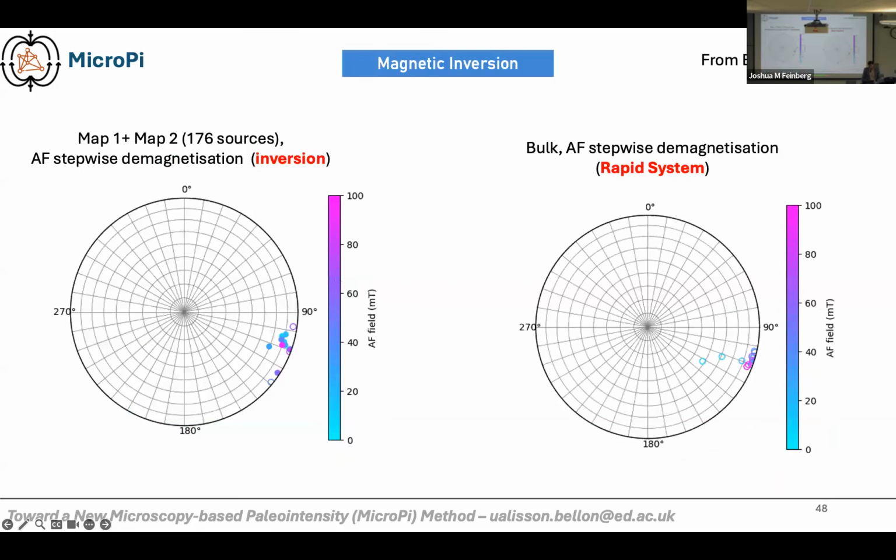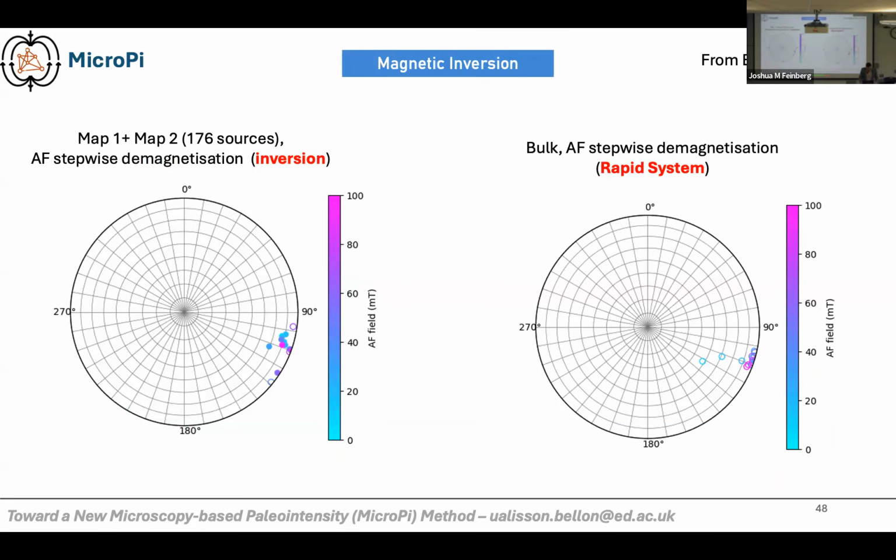And actually, when we look at this map right here on that side, that's the AF stepwise demagnetization of 176 sources, so less than 200 sources, going from the NRM to 100 millitesla. And right here is for the whole thin section in a rapid system. So we're confident enough that we are reproducing these results well for this sample, of course.